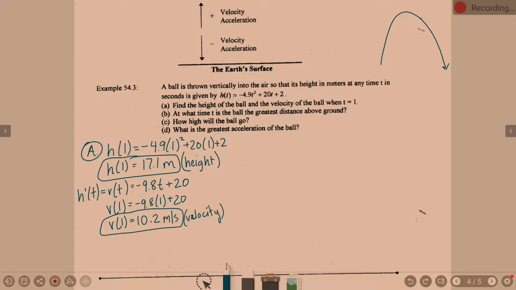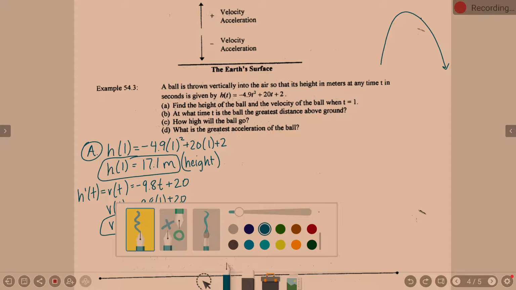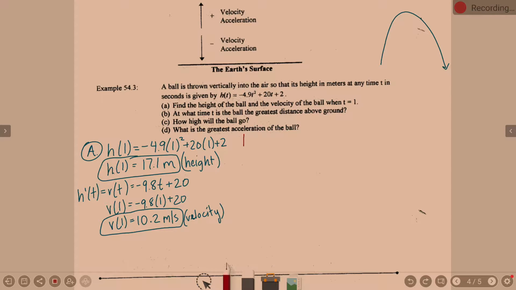I was going to put B down below that. I don't know that I can fit B down below that. You guys can. You guys got all the room in the world down there. I, however, do not.